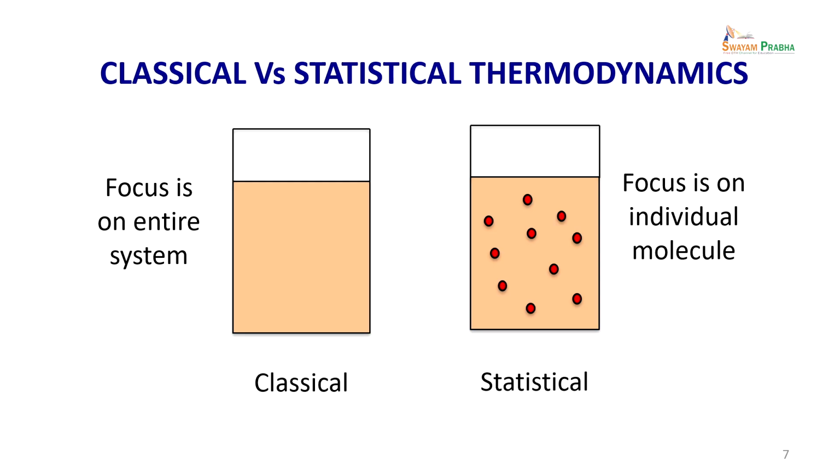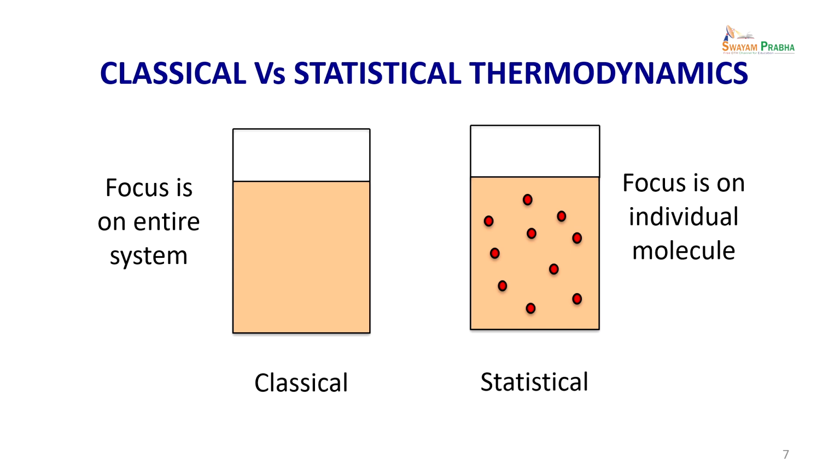So, this is the schematic representation of classical and statistical thermodynamics. If you take the picture on the left side, that is the classical one, where the focus is on the entire system. You do not find any molecules. It is not analyzed at a micro level, the focus is entirely on the system. This is like a container which contains some fluid, it could be a liquid or a gas. So, when I focus on the entire system at the macro level, it is referred to as classical thermodynamics or a macroscopic approach.